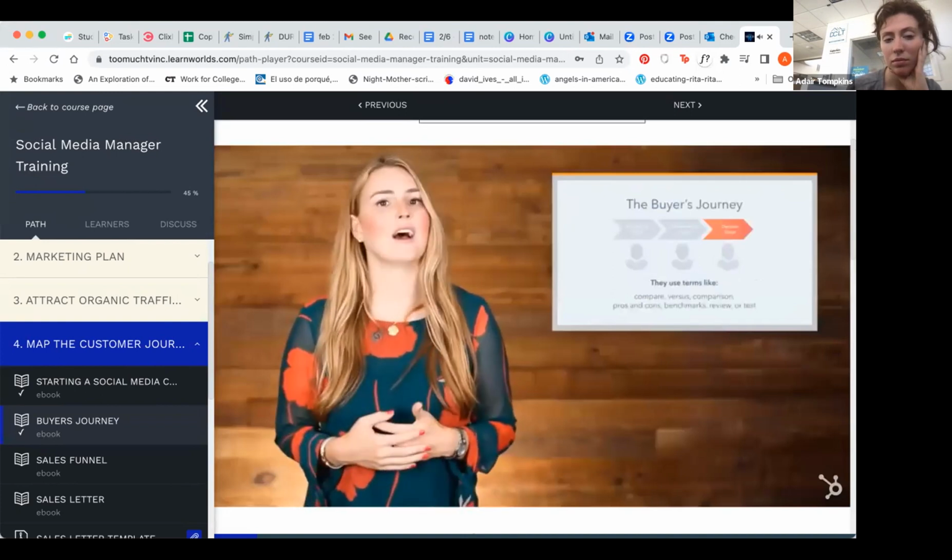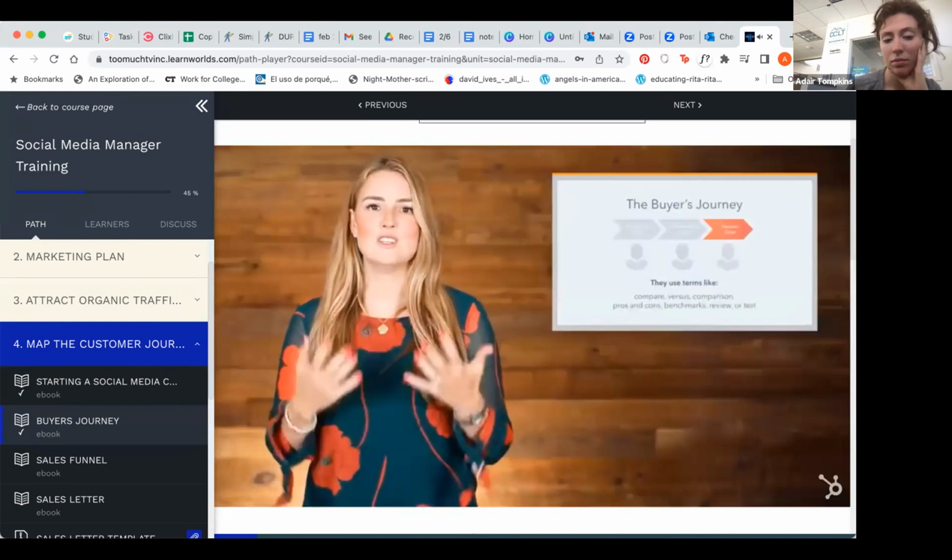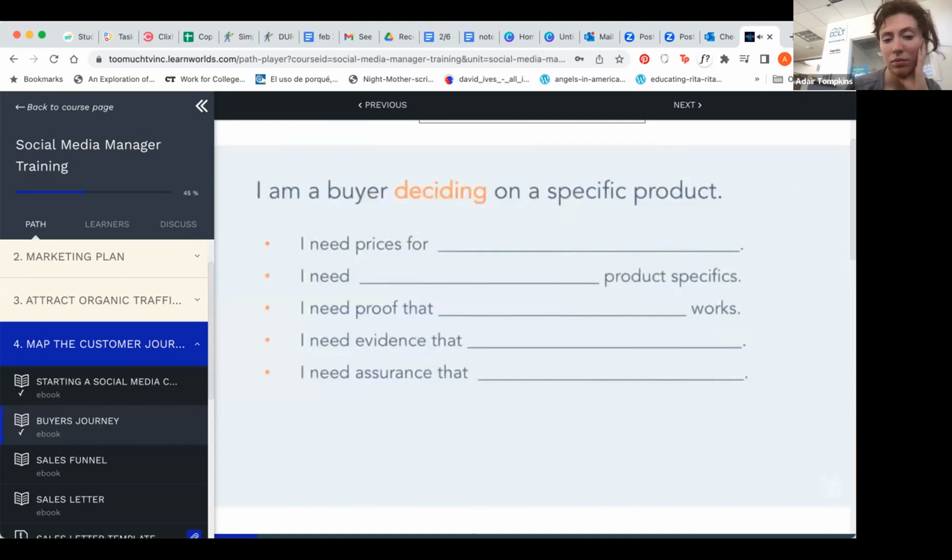To get in the mindset of your buyer persona at this stage, you can use the following. If they say, I am a buyer deciding on a specific product or vendor, or I am a buyer trying to make a decision between products and vendors, how would you fill these in as if you were your buyer persona?